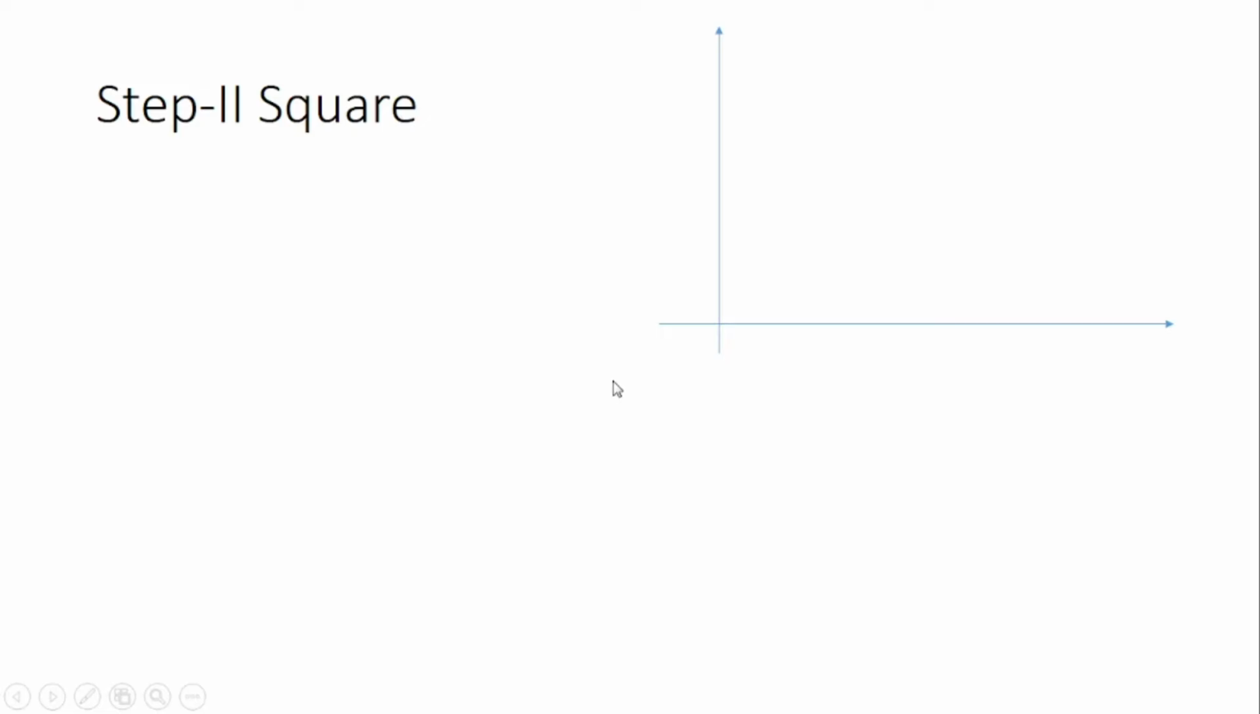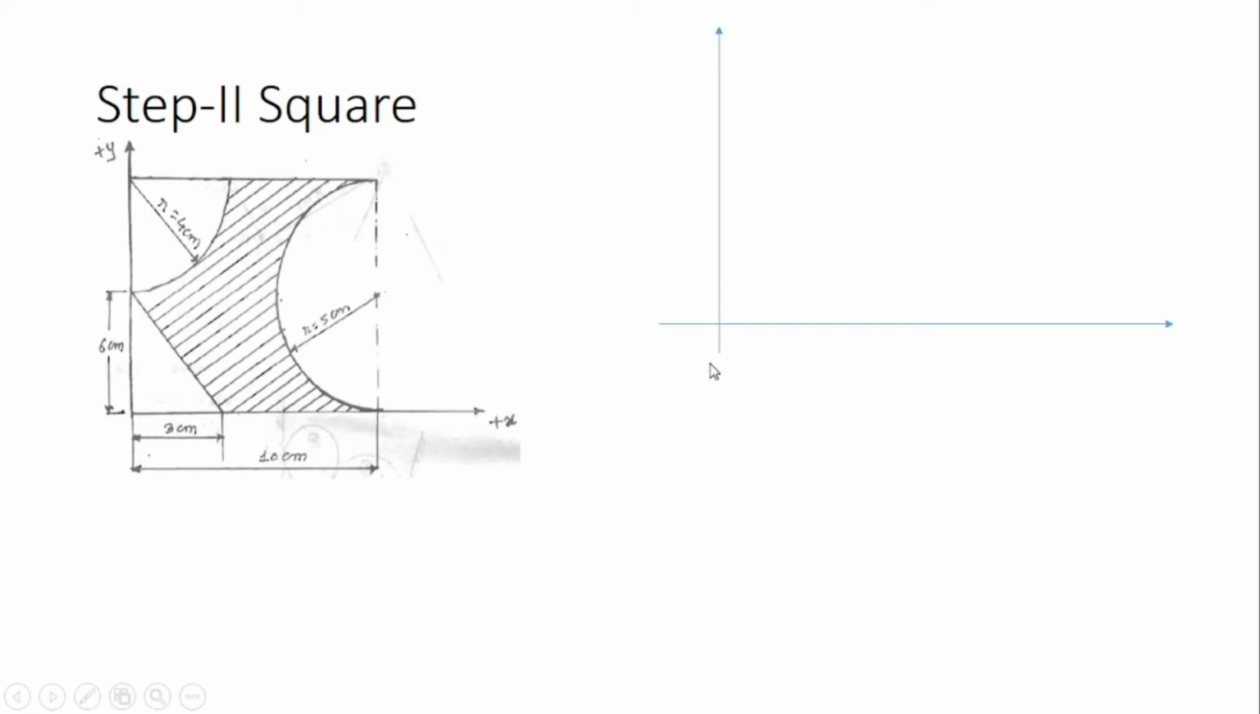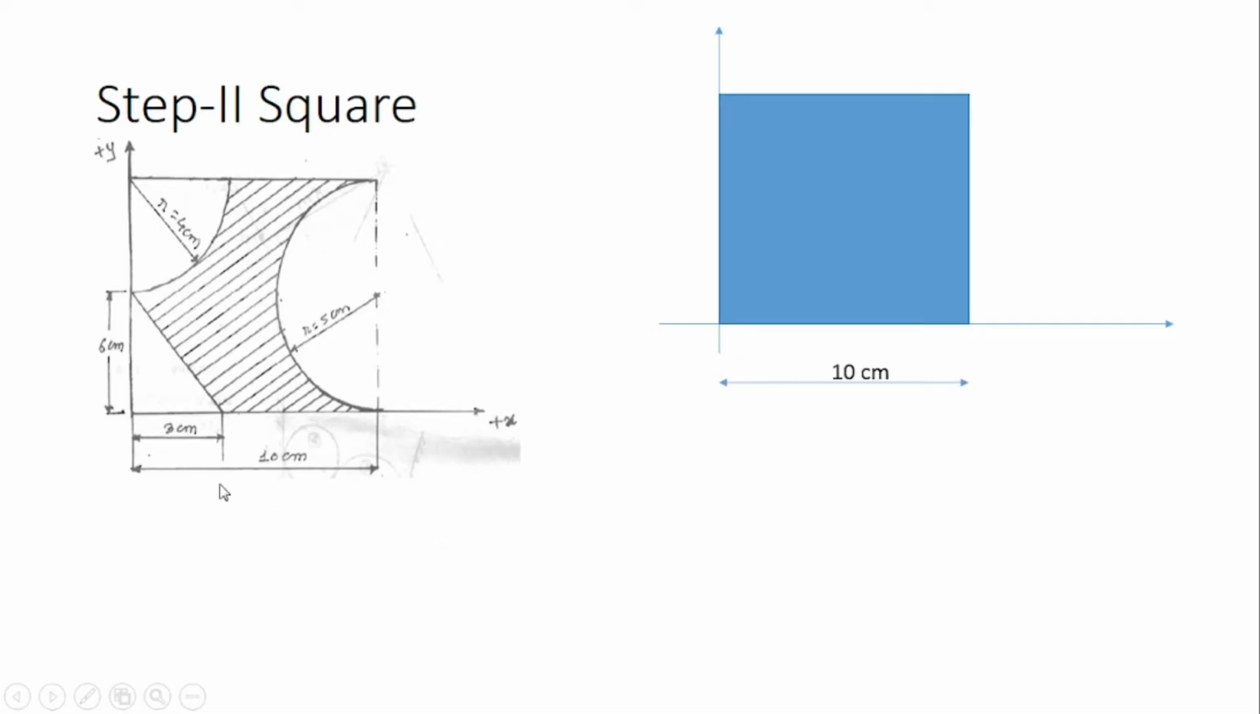First we'll find out x bar and y bar for the square. From this figure we can draw the same shape on the graph of the square and identify the dimensions. The base of this square is 10 centimeter, clearly given. Now the height is 6 centimeter plus 4 centimeter, the radius of this quarter circle. So it is 10 centimeter. So we have got a square of 10 into 10.